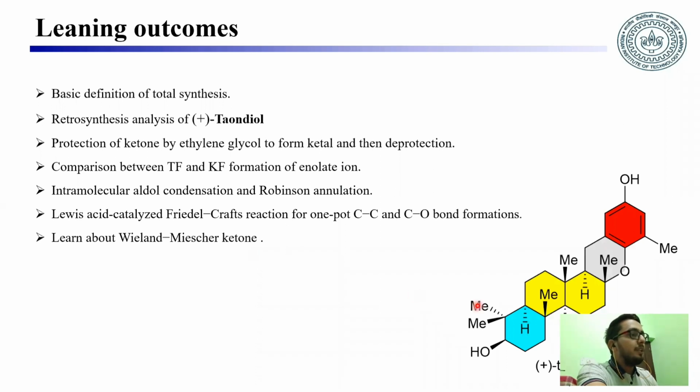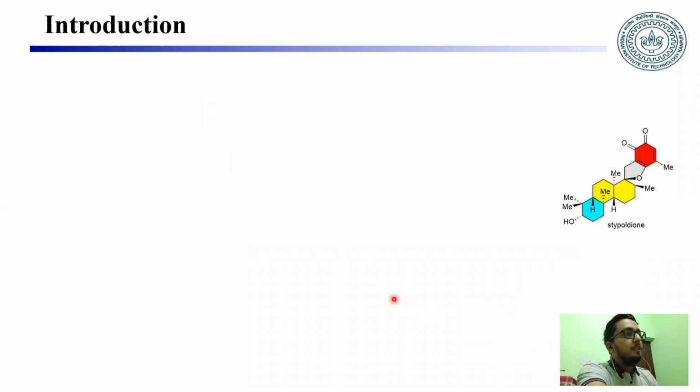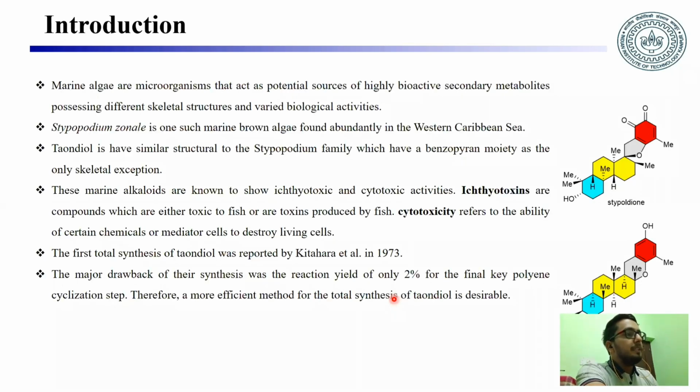So this is the structure of the Taondiol molecule. First of all, I will introduce this molecule to you. This type of molecule is present in marine algae. Marine algae are microorganisms that act as a potential source of highly bioactive secondary metabolites possessing different skeletal structures and varied biological activities. Stypopodium zonale is the biological name of this marine algae. Stypopodium zonale is one such marine brown algae found abundantly in the Western Caribbean Sea.